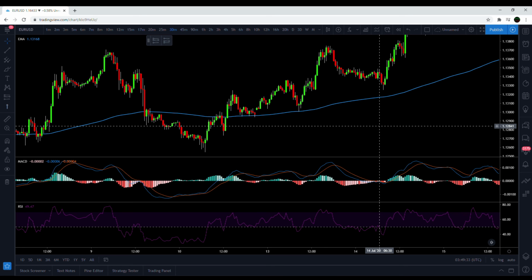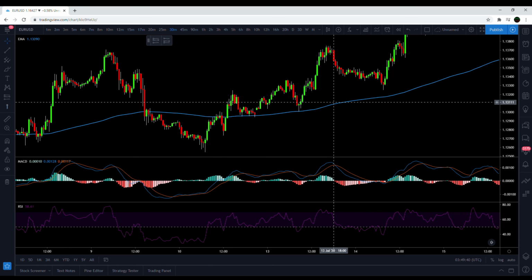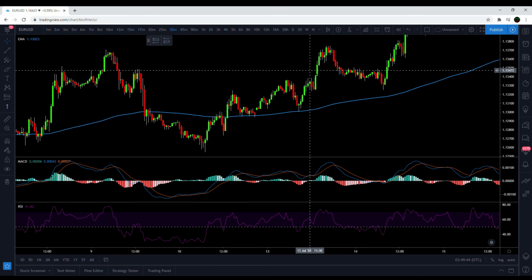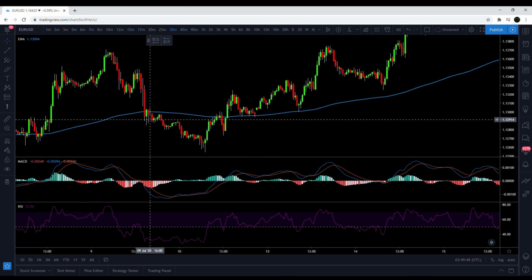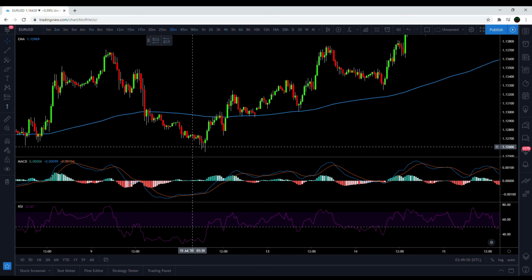All right, the first step is identifying the trend so you know what type of trade setup you're looking for. So the 200 EMA does the job for you. Price comes up above the 200 EMA, you are looking for buy trades only. Price comes below the 200 EMA, you're looking for sell trades only.